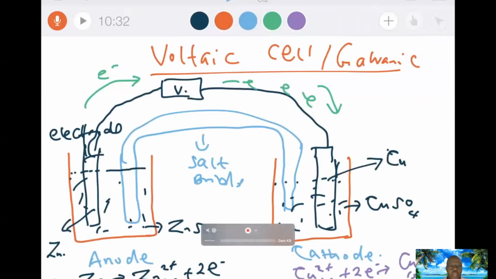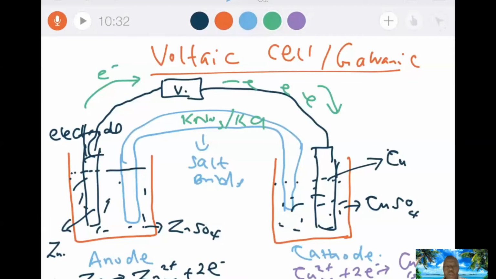I don't want to go into details about how the ions move, how the metal is stripped, and how the copper is electroplated on the copper electrode. Now the salt bridge here, you're going to have KNO3 or KCl used in the lab just to provide the flow of ions so that the cell is complete.